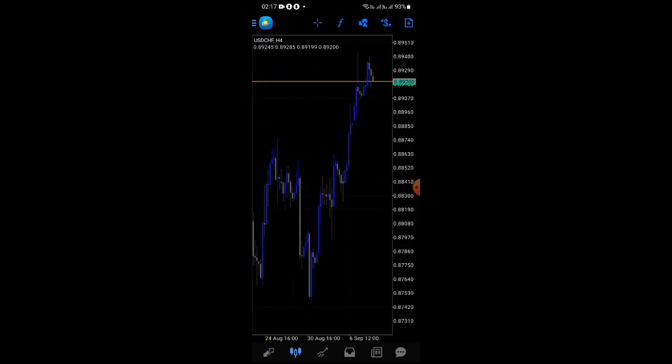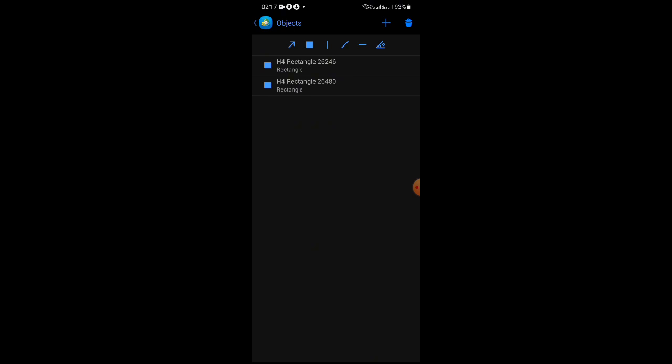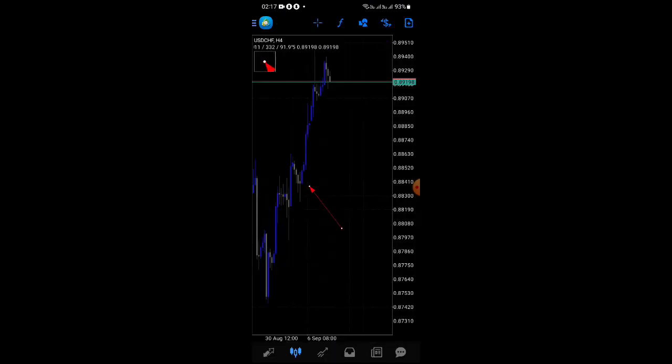USD CHF, here is our order block, here is our break of structure, here is our fair value gap. I'm going to highlight this place of our order block and then wait for the market to come to that point.